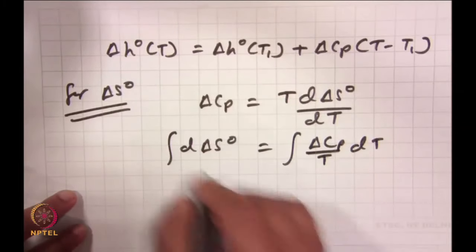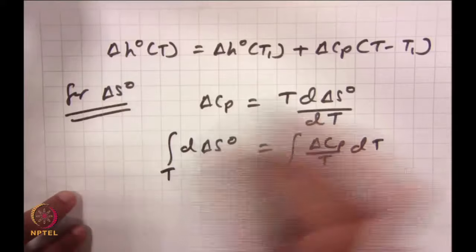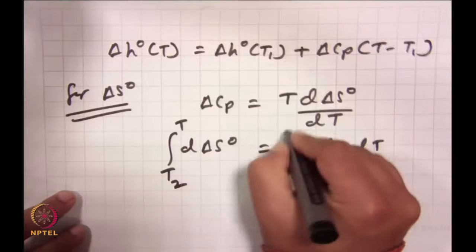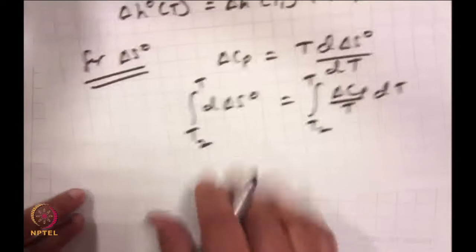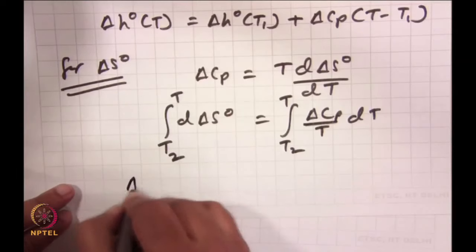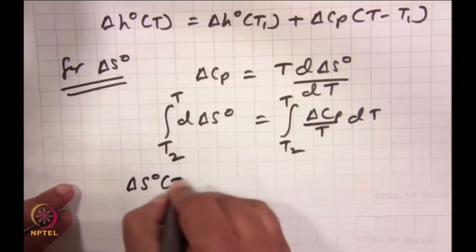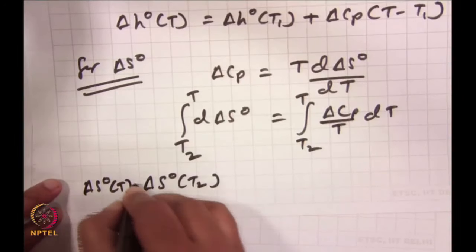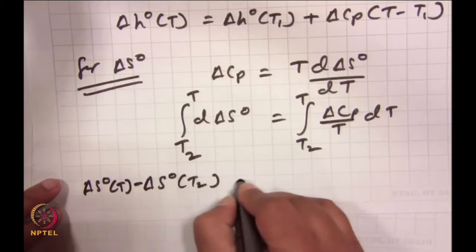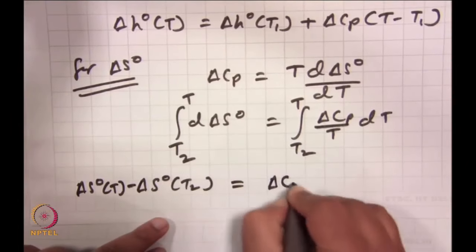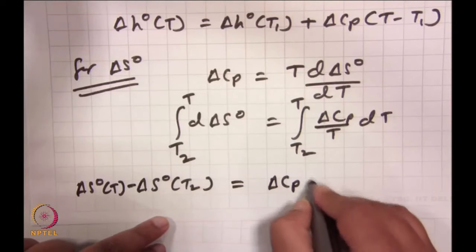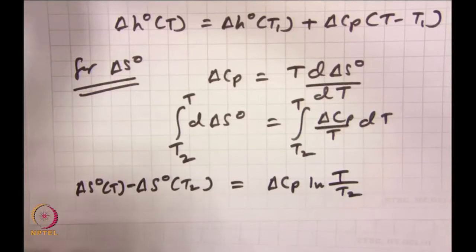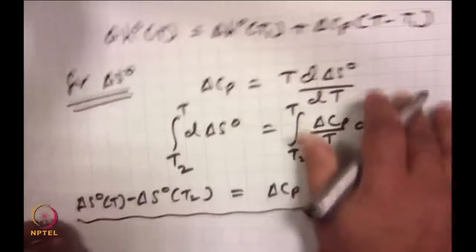Now, we integrate between two temperatures. Before we took T1, now we take T2, and we are going to T, right, and hence we can further write delta S 0 T minus delta S 0 T2 is equal to delta Cp. Now, what should I write here? Natural log T over T2, right. So, this is the other expression.